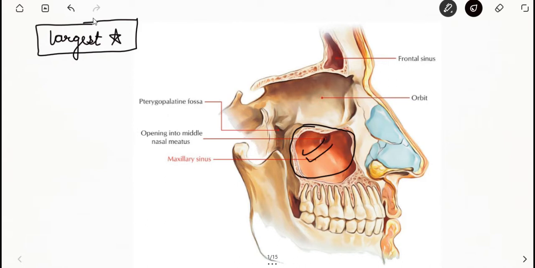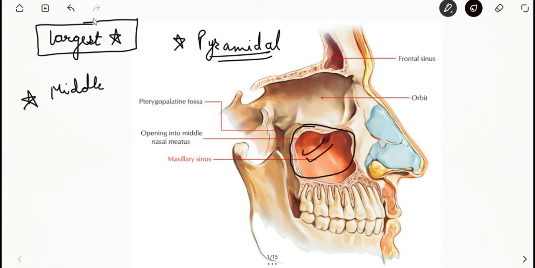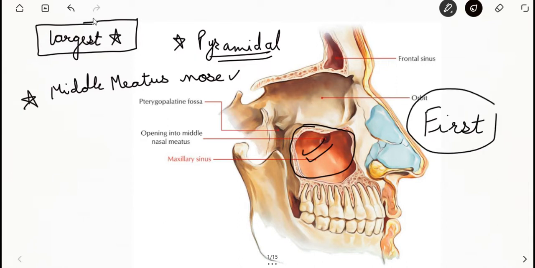A few important points that you have to remember: it is pyramidal shaped. Remember for your exam, it opens into the middle meatus of the nose, in the lower part of the hiatus semilunaris. The maxillary sinus is the first paranasal sinus to develop. So which one is the first paranasal sinus to develop?